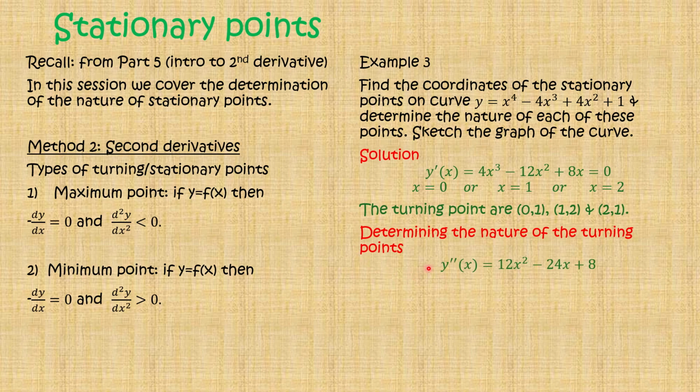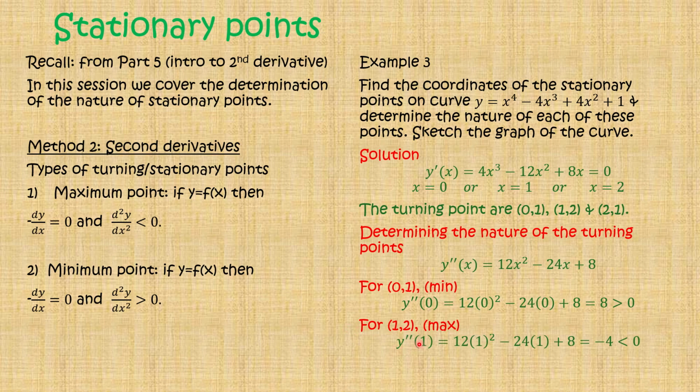To determine the nature of the turning points, we know that we can get this from the second derivative. That is y prime prime of x, and that is 12x squared minus 24x plus 8. So for the first turning point 0, 1, we know that this one is a minimum. Why? Because if we substitute for x into y prime prime of x, that is to have y prime prime of 0, evaluating that, we are going to get a positive 8, which is greater than 0, implying that this is a minimum point.